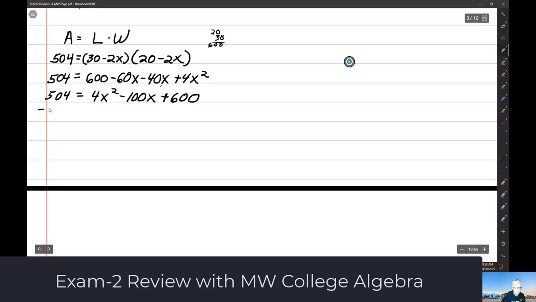And then I subtract 504 from both sides. And what we get is 0 equals 4x squared minus 100x. Ten minus four is six. This will be a nine. That 60 turns into 59. 59 minus 50 is nine. And the bigger number is positive, so this is a plus.